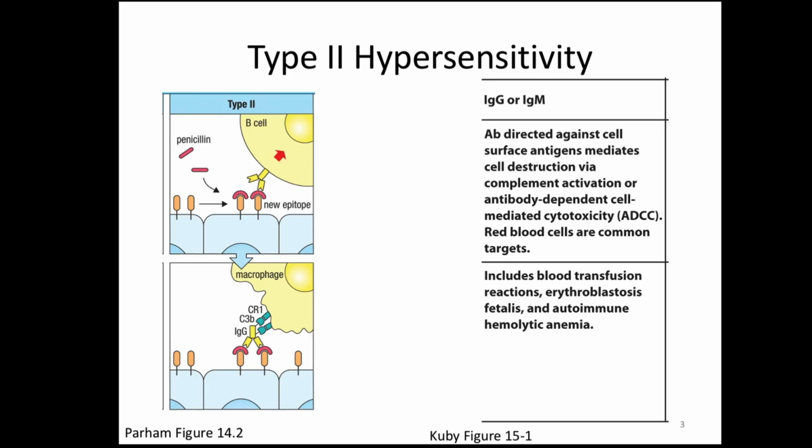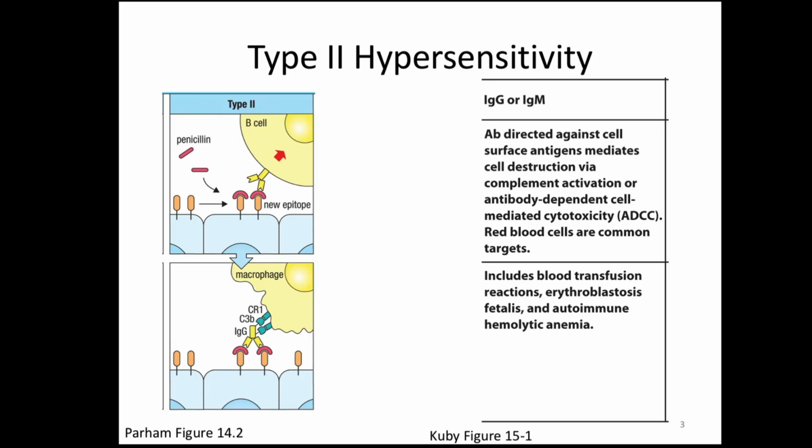Spoiler: when we get to type 3 hypersensitivity, you are also going to see IgG or IgM listed as the effector. So you're going to want to pay attention to the other key piece of this, because this is the thing that differentiates type 2 and type 3. The big difference between type 2 and type 3 is actually the antigen, not the antibody. In both cases, we have an IgG or an IgM, but we have a difference in the antigen between these two types, and that results in a different mechanism happening.